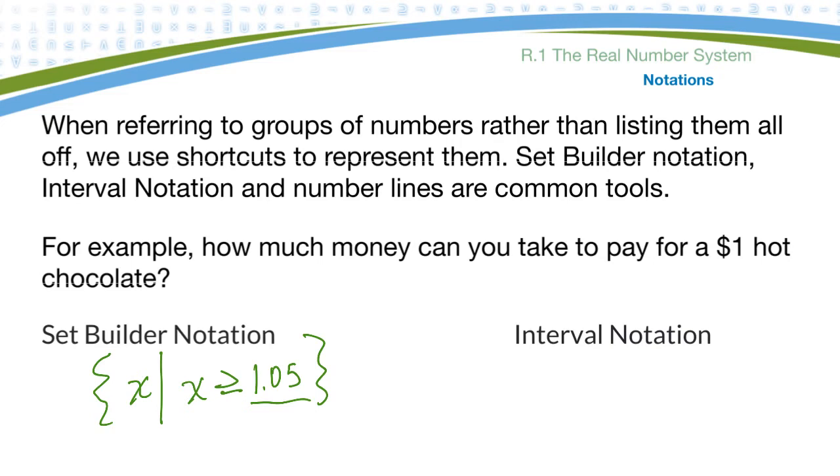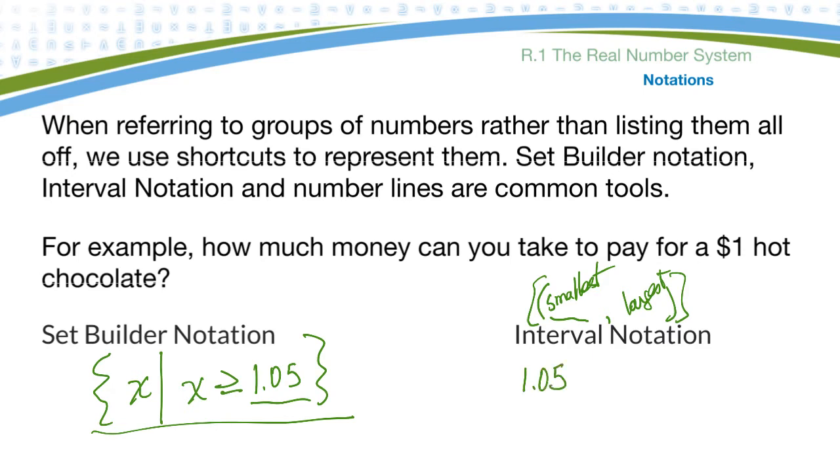Now in interval notation, we do the same similar kind of thing, but it's a little easier than this one. In interval notation, all we do is we have two brackets. They could be curly brackets, or they could be square brackets on both sides. You just pick one of them, and then you show the smallest number that you can here, and you show the largest number in the next slot, and you put a comma between them. Okay, so in this case, the smallest amount of money I could take to pay for that hot chocolate would be $1.05. And I can include $1.05, and so I put a square bracket there. If I couldn't include it, I'd put a curly one.